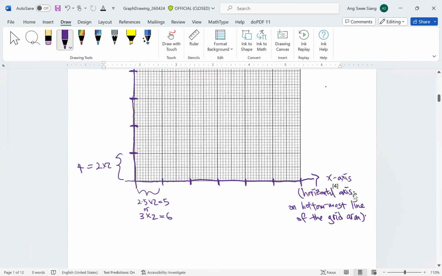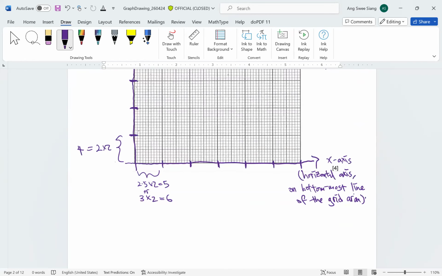Okay, let's look at this. Should I always start from 0 and 0 here? We are running out of time already, so I'm not going to wait for people to answer my question. I will just tell you.